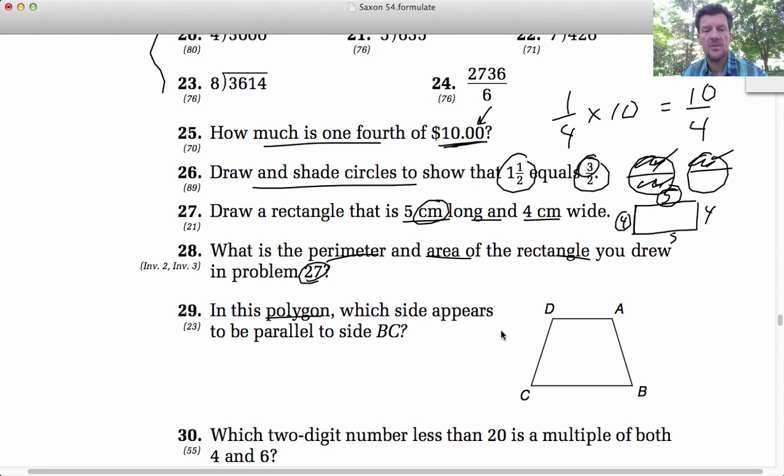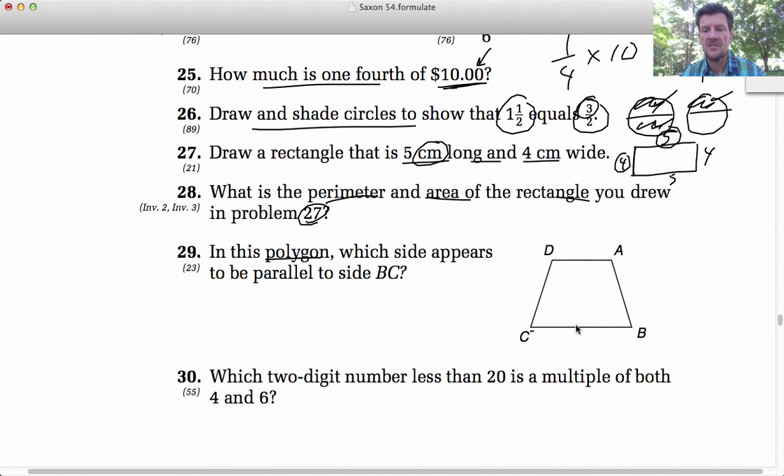In this polygon, which side appears to be parallel to side BC? So this is BC. The side parallel to it would be DA.